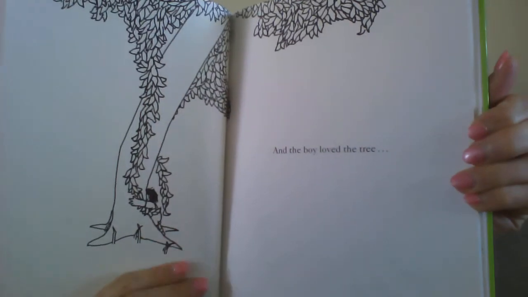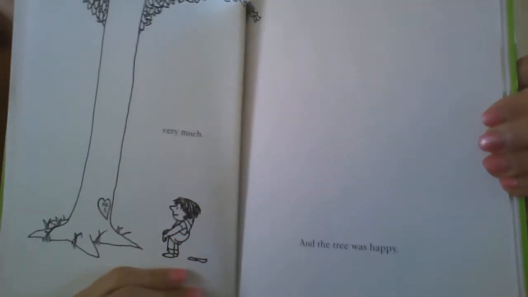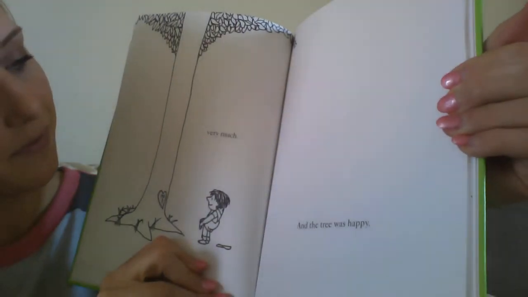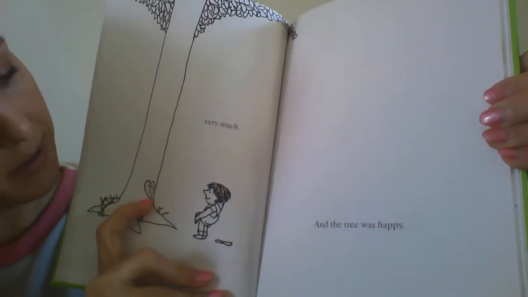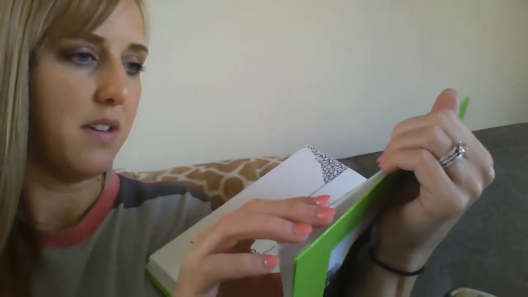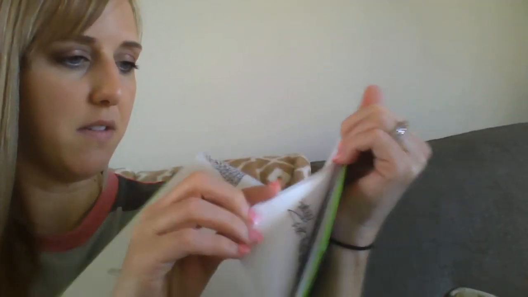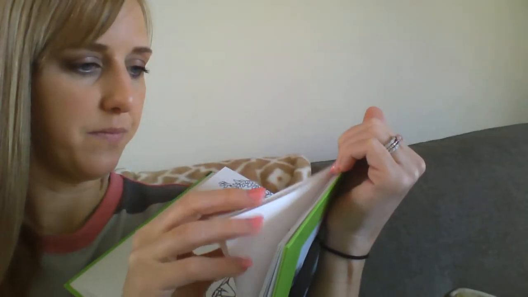And the boy loved the tree. There he is hugging the tree. And the tree was happy. So he has carved in there M-E plus T, so me plus tree. But time went by, so the boy, you can see him getting older. And the boy grew older.